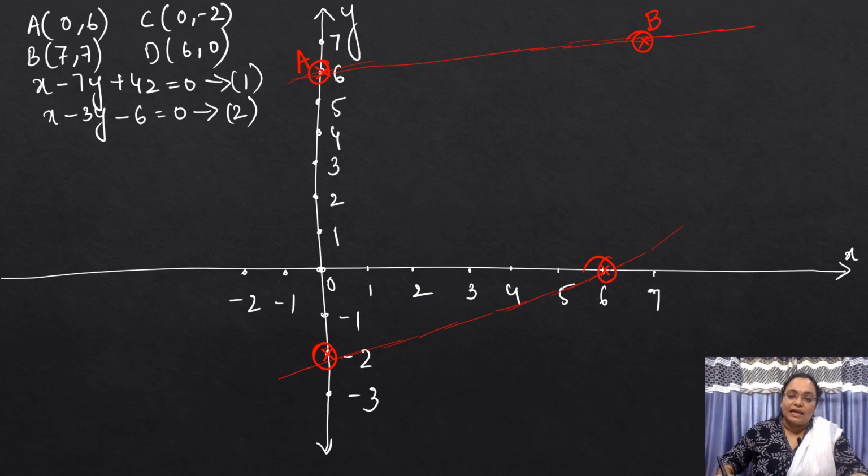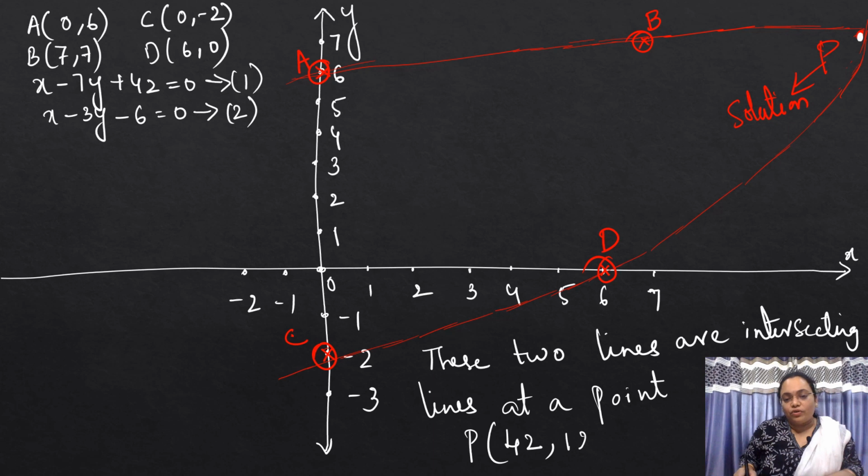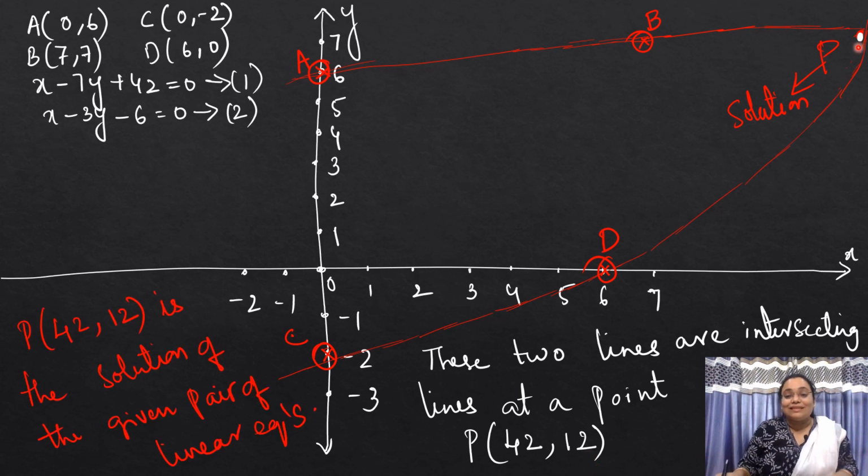So if you just extend these both, these two lines are intersecting at a point. This point P is somewhere around (42, 12). See, I'm just doing it roughly. So when you do it in your graph sheet, you will get (42, 12). This common point where these intersecting lines meet, this common point P of (42, 12) is the solution of the given pair of linear equations.